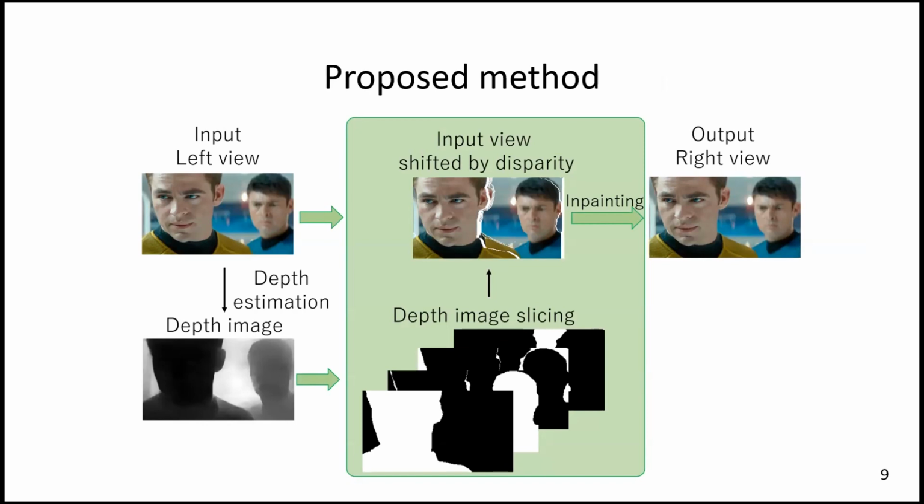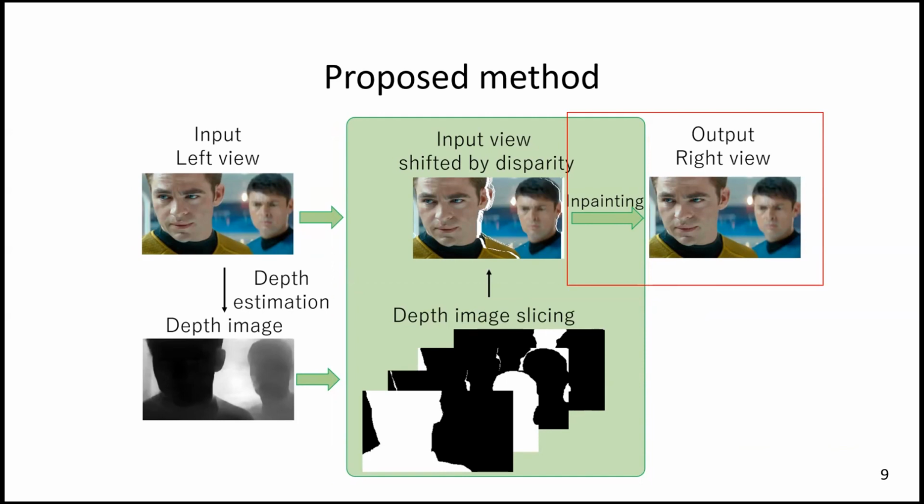This figure shows an overview of our proposed method. First, a depth image is created from the input image. The depth image is generated using a depth estimation method based on deep learning. Next, the depth image is sliced into individual depth images, and pixel shift is performed accordingly with them. Finally, the incomplete area due to the occlusion area is completed, and the right eye image is output.